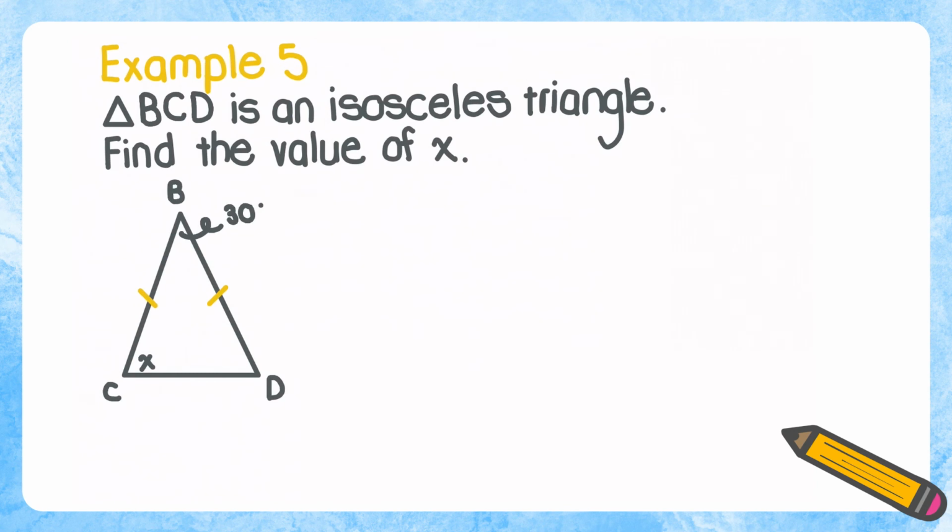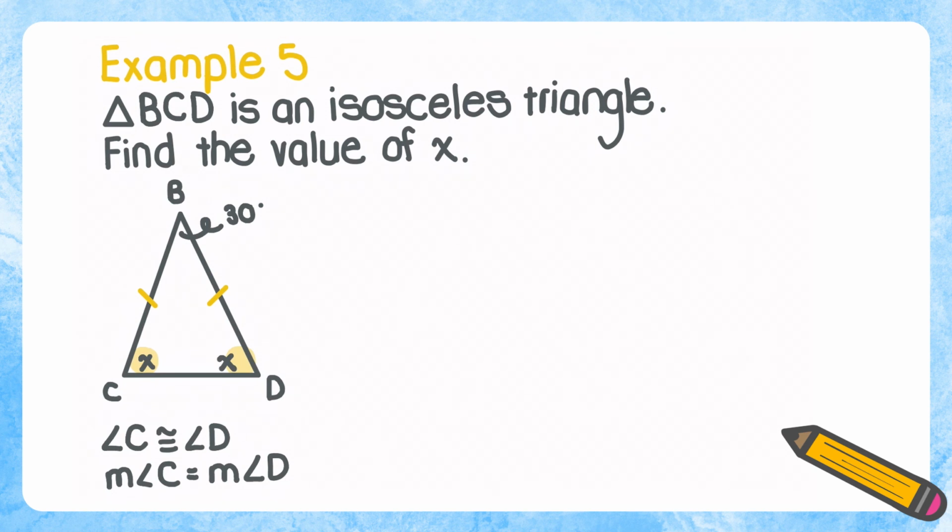Triangle BCD is an isosceles triangle. Find the value of x. This example is very similar to our earlier example, so please feel free to try this on your own first and then press play when you're ready to compare answers. Our base angles are angle C and angle D. We know that these two angles are congruent to each other. So angle C is congruent to angle D, which means they share the same angle measure. That means that the measure of angle D is also x.